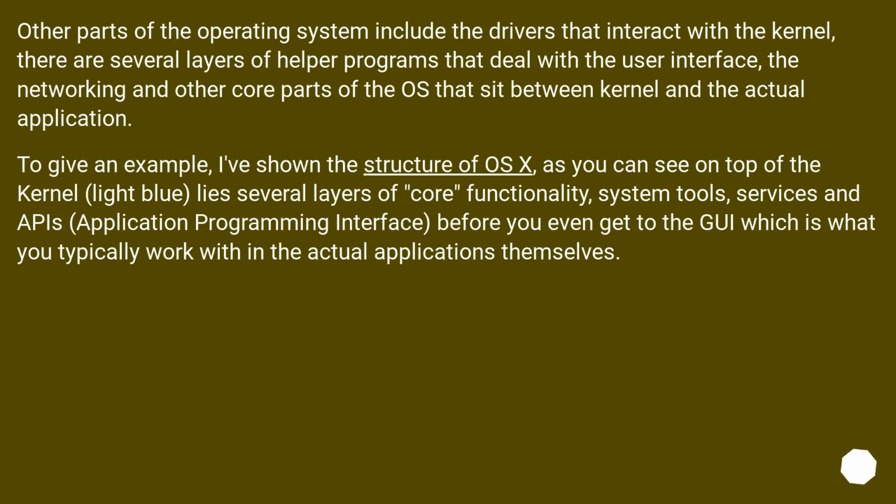Other parts of the operating system include the drivers that interact with the kernel. There are several layers of helper programs that deal with the user interface, the networking and other core parts of the OS that sit between kernel and the actual application. To give an example, I've shown the structure of OS X. As you can see, on top of the kernel, light blue, lies several layers of core functionality, system tools, services and APIs, application programming interface, before you even get to the GUI, which is what you typically work with in the actual applications themselves.